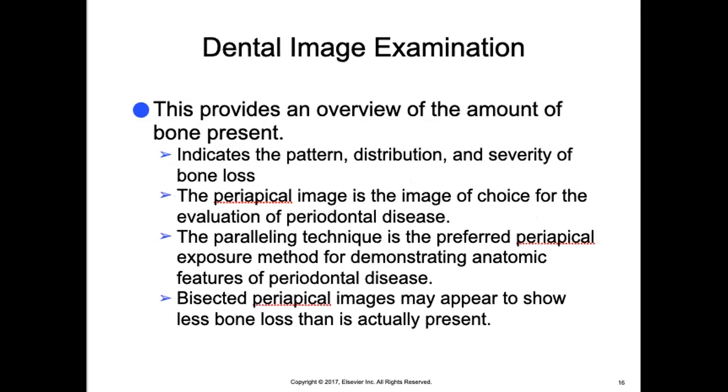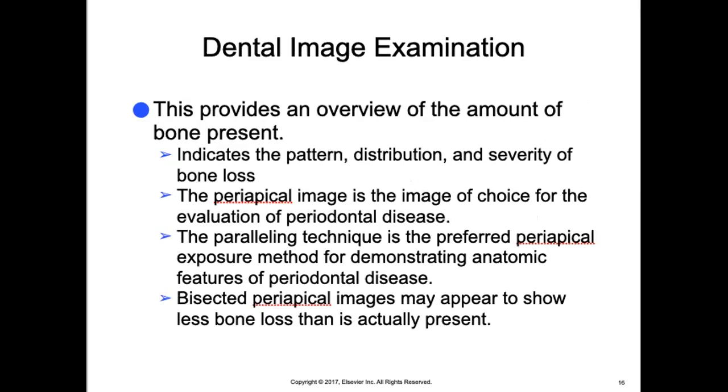A dental image examination provides an overview of the amount of bone present. It will indicate the pattern, the distribution, and the severity of bone loss if it is in fact evident. The periapical image is the image of choice for the evaluation of periodontal disease. The paralleling technique is a preferred periapical exposure method for demonstrating anatomic features of periodontal disease.